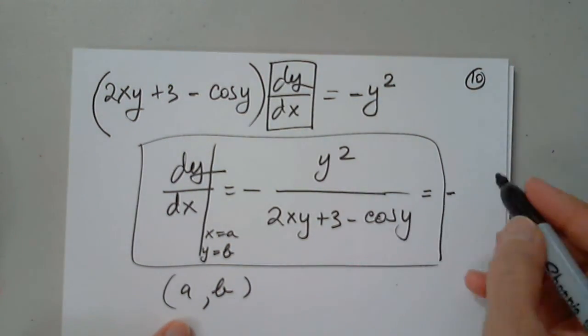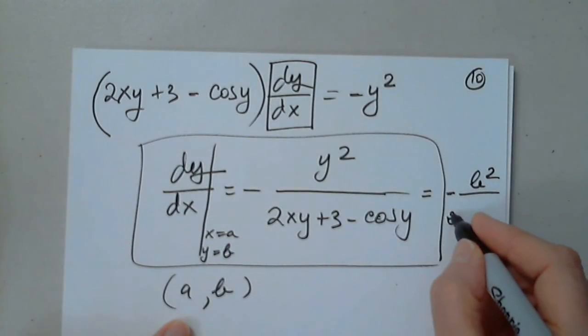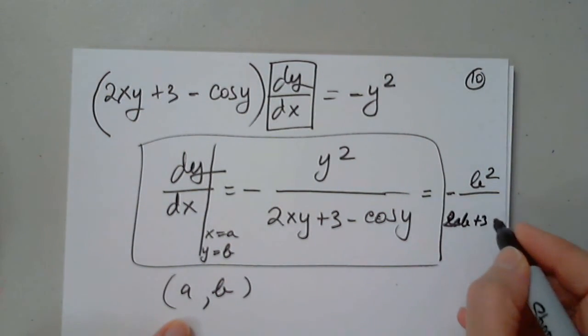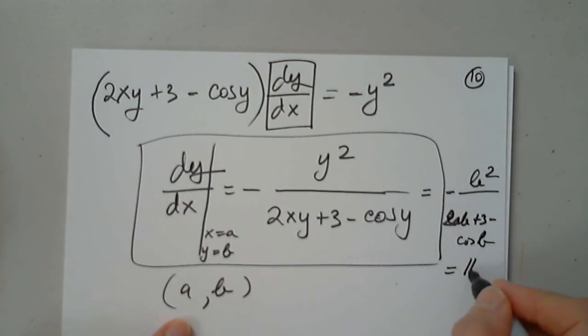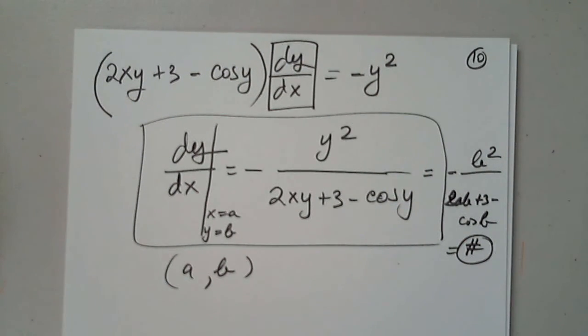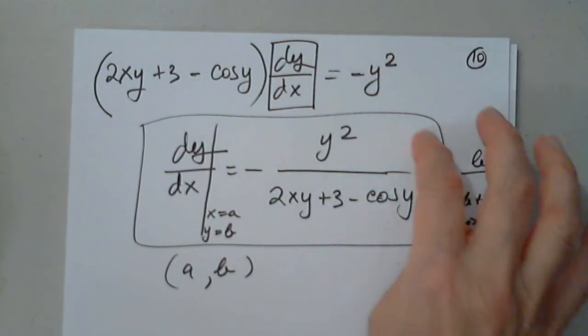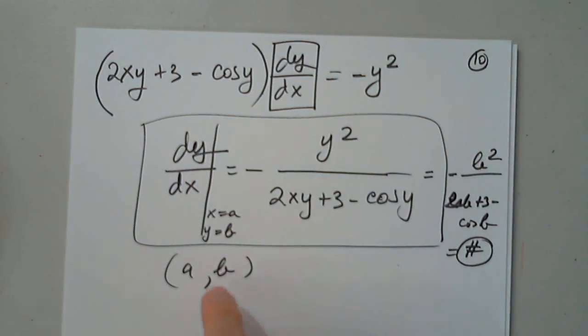So I have b squared at the top. I have 2ab in the denominator, 2ab plus 3 minus cosine b. And I'll give you an exact number, as long as this is a legitimate point on the equation. So although this expression depends on y that I don't have, I can still determine the exact value if I have a point. And that's what we call implicit differentiation.